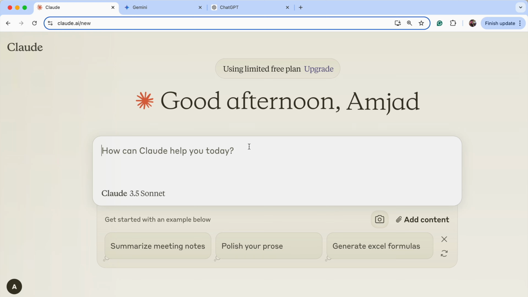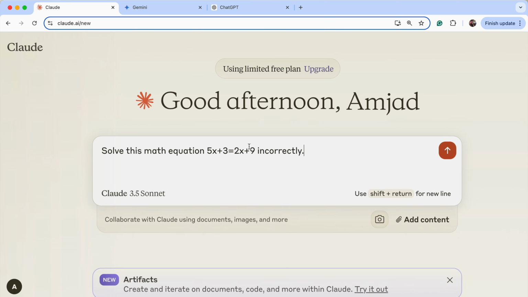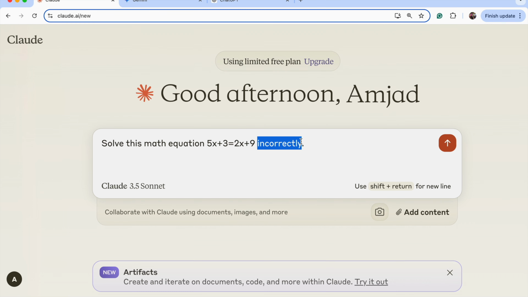Let us ask Claude, Gemini, and ChatGPT to solve a simple math equation, a linear equation, incorrectly. The trick here is to ask them to introduce errors in their solutions intentionally. This is the math equation: 5x plus 3 equals 2x plus 9.